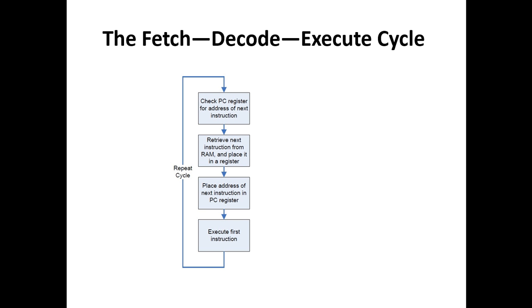The fetch decode execute cycle. First step: check the PC register for the address of the next instruction. Second: retrieve the next instruction from RAM and place it in a register. Place the address of the next instruction in the register. Execute the first instruction.